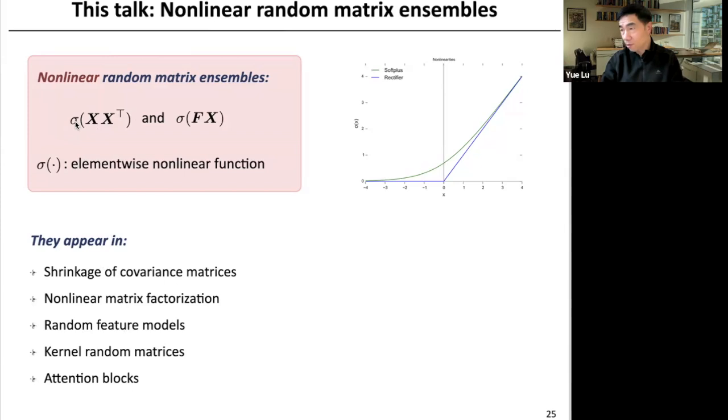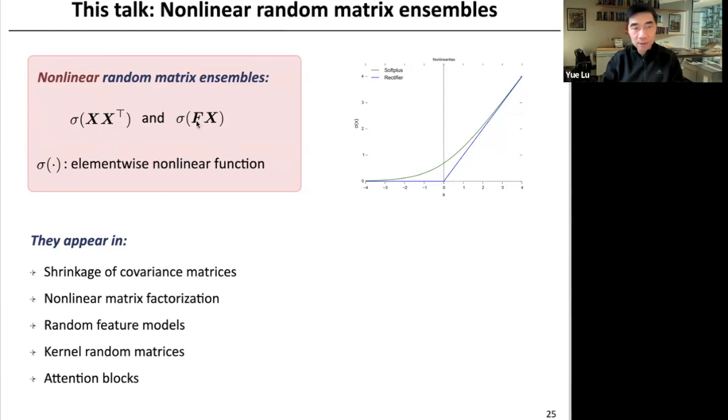and sigma will be the kernel function, for example, Laplace kernel. And then sigma of X times X transpose will be a kernel matrix. You want to study the spectrum of this kernel matrix, or the spectrum of the kernel matrix in the context of kernel ridge regression. And you can also consider a setting where you do a matrix factorization, so F times X and F.